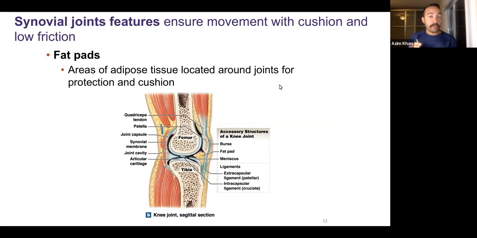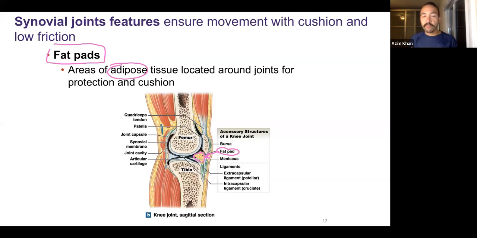You find adipose at synovial joints. Adipose is found in lots of places, and here it's providing cushion. You need cushion for these joints that are constantly moving, bearing weight. These are simply fat pads surrounding the joint cavity. They're not within the joint cavity, they're surrounding the joint cavity.